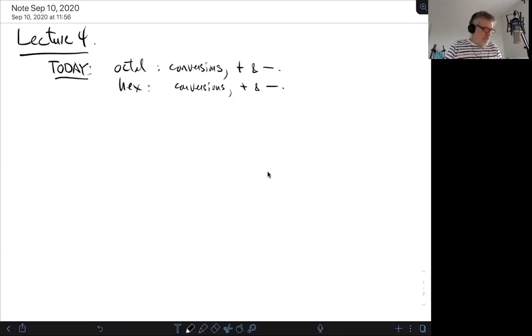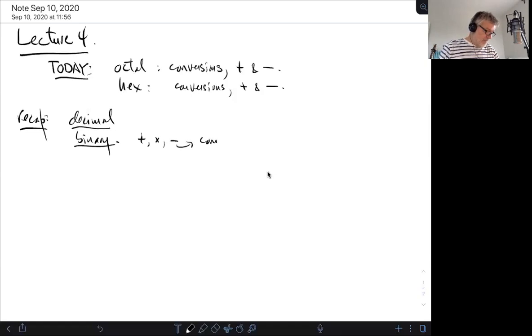So we've seen up to now, we've reviewed the decimal system. We've introduced the binary system, and we've seen how to convert from one to the other, and we've seen some basic operations, including subtraction and complements, right?